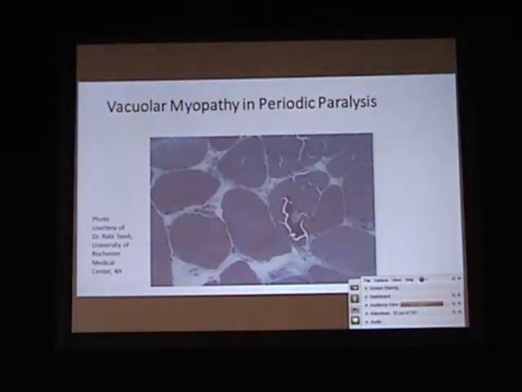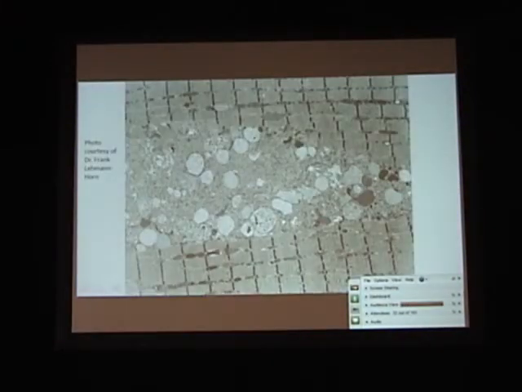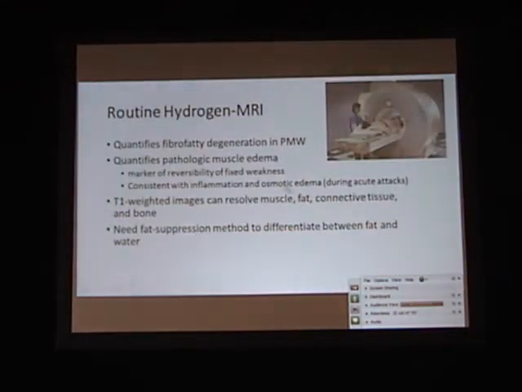And this is a kind of vacuole you might see, and on electromyogram, this is a big vacuole you can see. Then there's MRI. I don't know if every person needs an MRI, but if it's not a clear-cut case, or you're curious how much muscle loss you have, it's something you can consider doing. It quantifies the fibrofatty degeneration of the permanent muscle weakness.